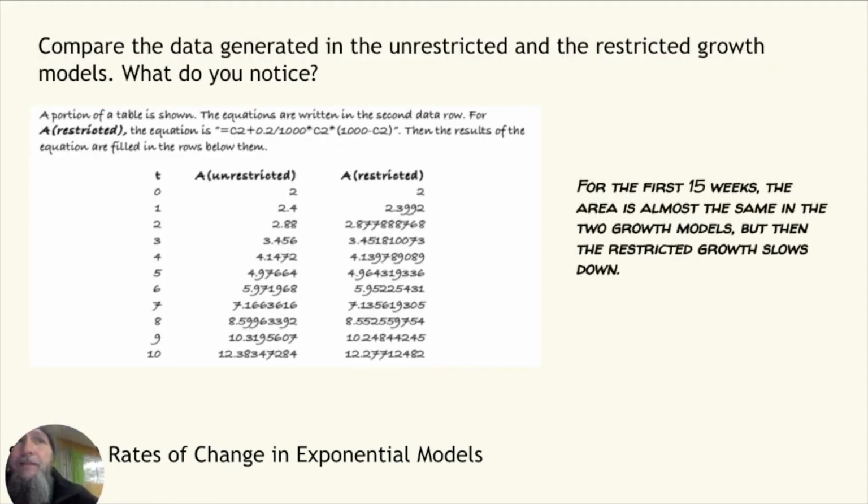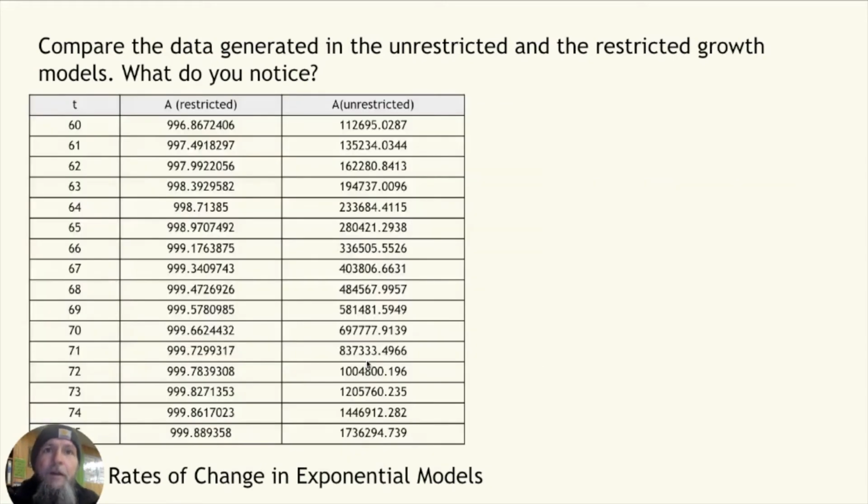For the first 15 weeks, the area is almost the same in the two growth models. But then the restricted growth slows down. You see it starts to slow right here. And we're looking at the last 15 values of the growth in restricted and unrestricted. Notice unrestricted is already in the 112,000. And by the time we're done, it's 1.7 million square millimeters. But we're already so restricted in the agar dish that it has nowhere to grow. So it slows down. And after 75 weeks, it's only at 999.89 square millimeters.